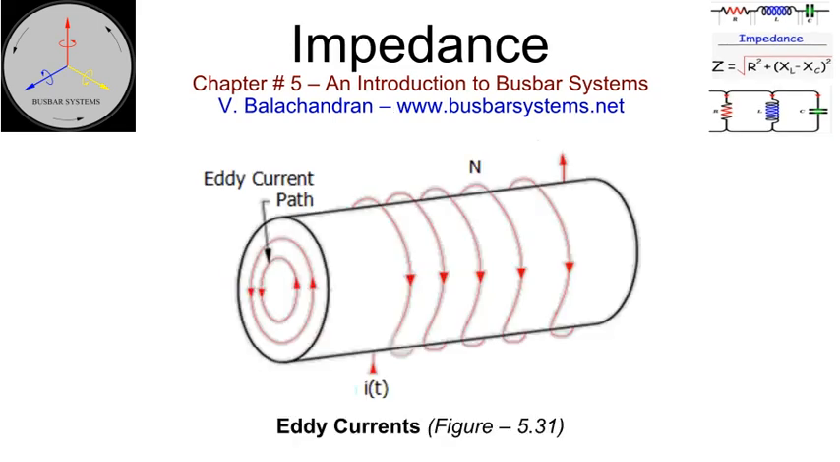The direction of the induced eddy current will be such as to produce a magnetic field that will oppose the magnetic field produced by the current in the conductor. The energy loss is proportional to the square of the frequency and square of the maximum flux density.